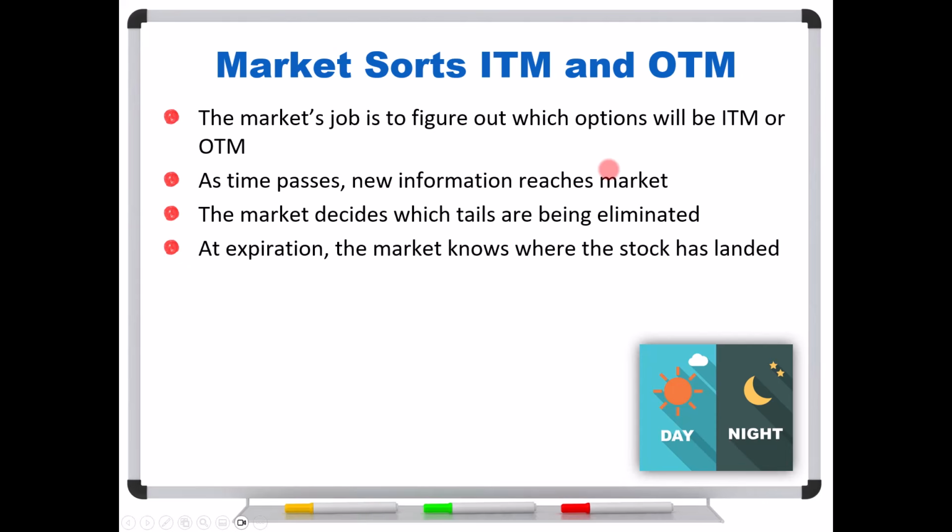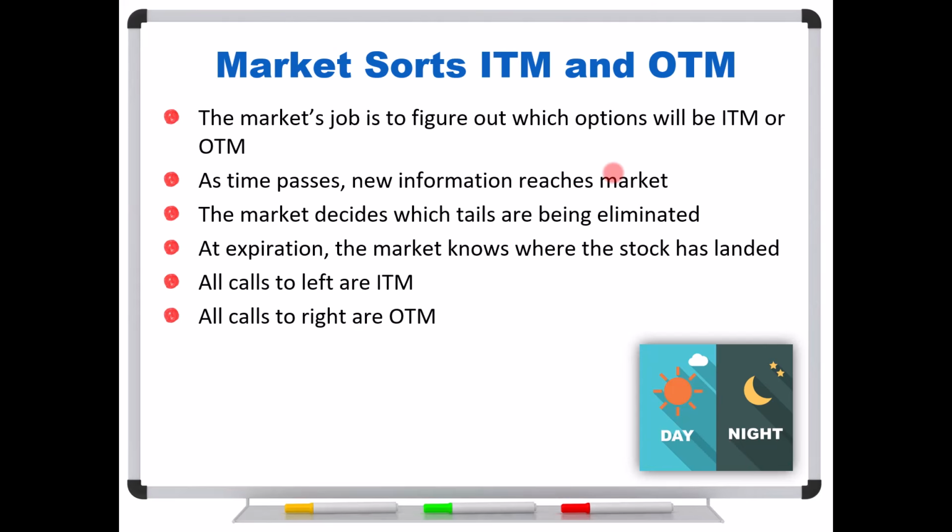So at expiration, the market knows exactly where the stock has landed, and all calls to the left of that are in the money, and all calls to the right, including the at the money strike, are out of the money. Now, why don't we have an at the money option here? Because when you get to expiration, at the money is just as good or just as bad, depending on how you want to look at it, as out of the money. It's going to be worth zero.